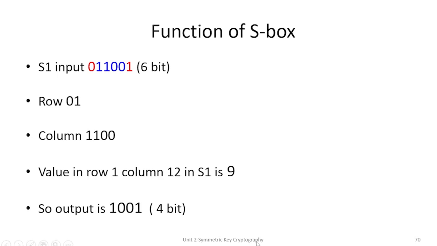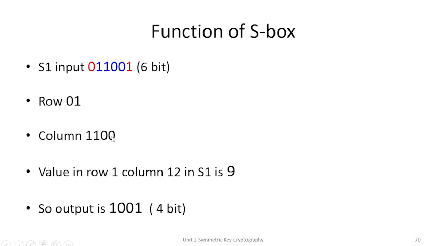For example, if the first 6-bit input is 0 1 1 0 0 1, the first bit and the 6th bit are 0 1. So we should refer to 0 1 in the S1 box. For example, this is the S1 box input. So you should refer to the 0 1th row. The column is 1 1 0 0.